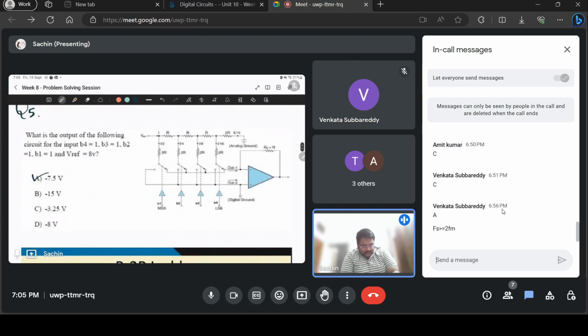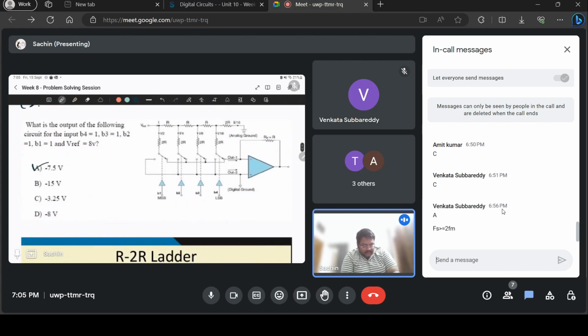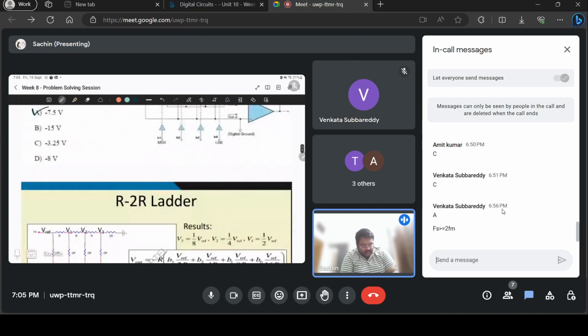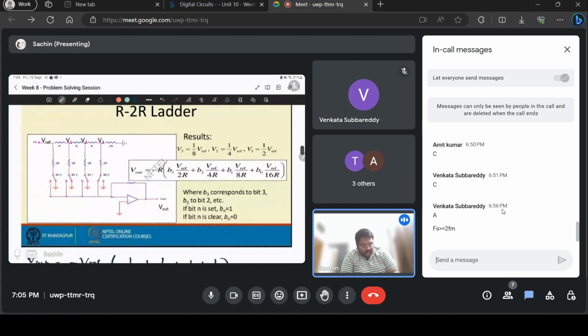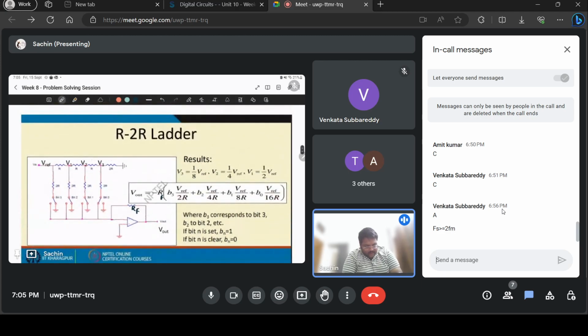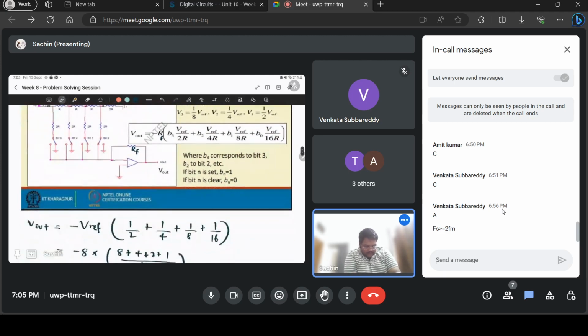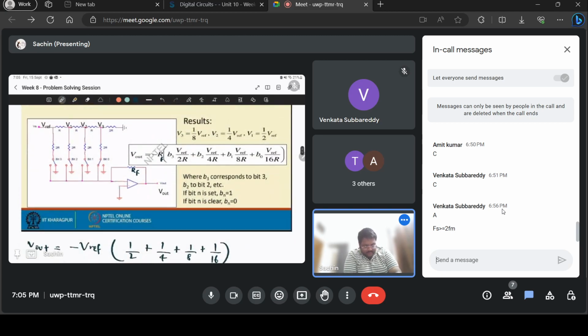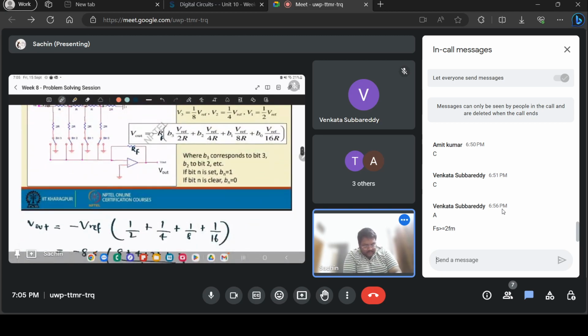Next question, they have given an R2R ladder circuit. Inputs are also given and reference voltage is given. You just need to apply the formula. V out is minus R. This should actually be RF and this can be RF. It can be different than the other resistors. Only thing is it won't be an R2R ladder DAC anymore. At least not the standard DAC, but you could have a circuit like that.